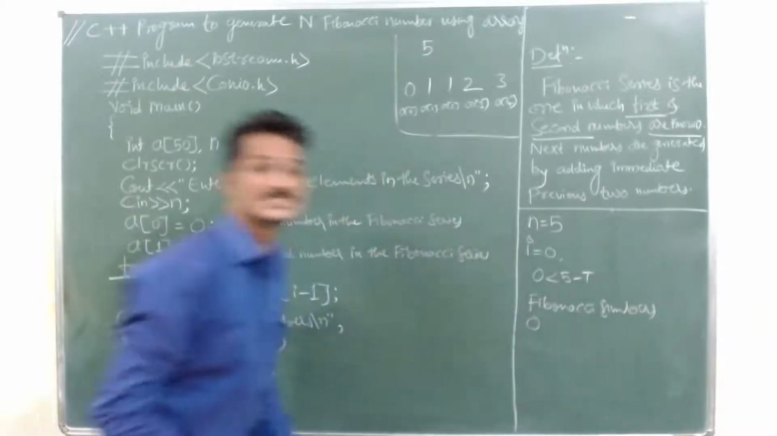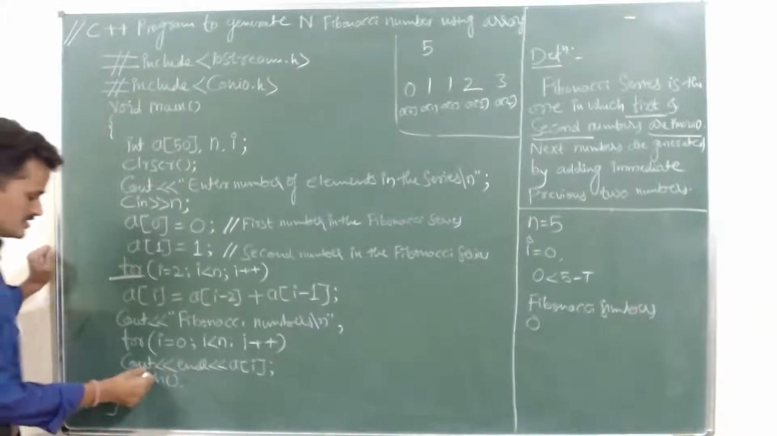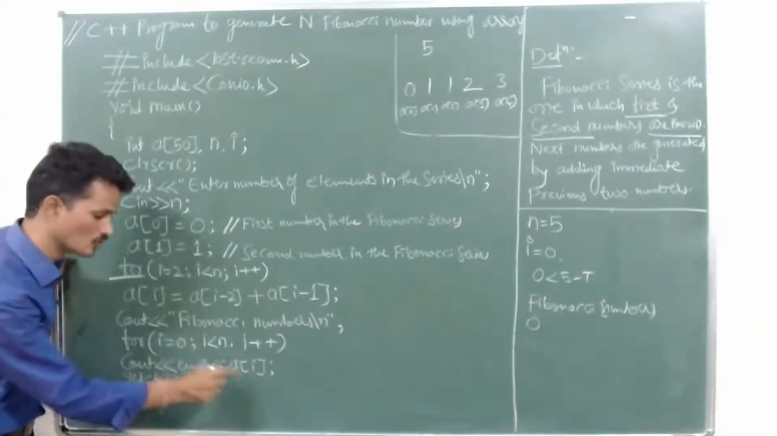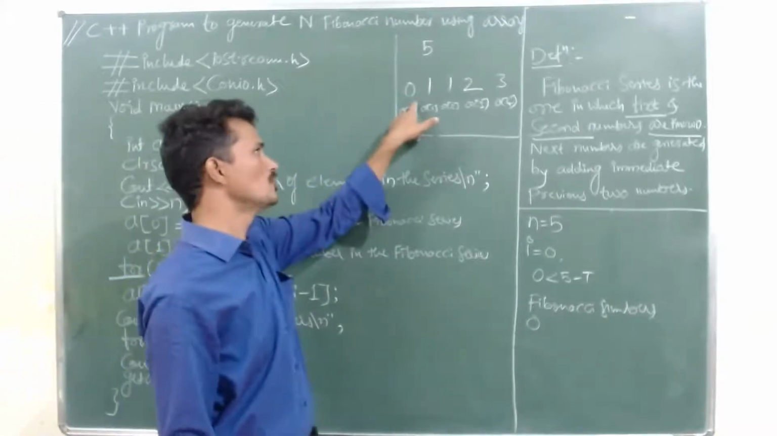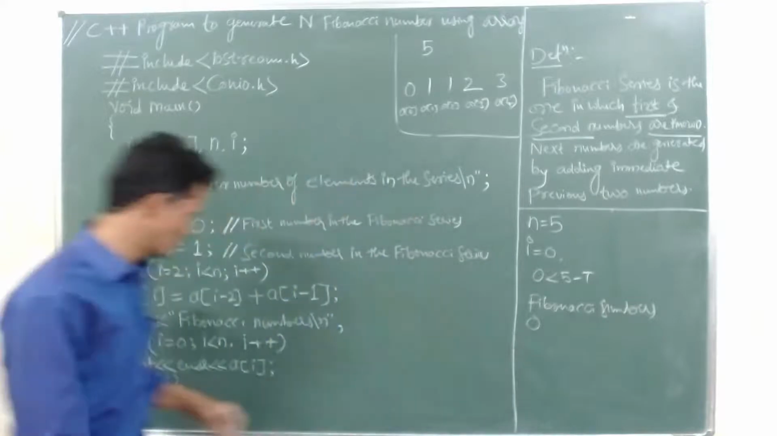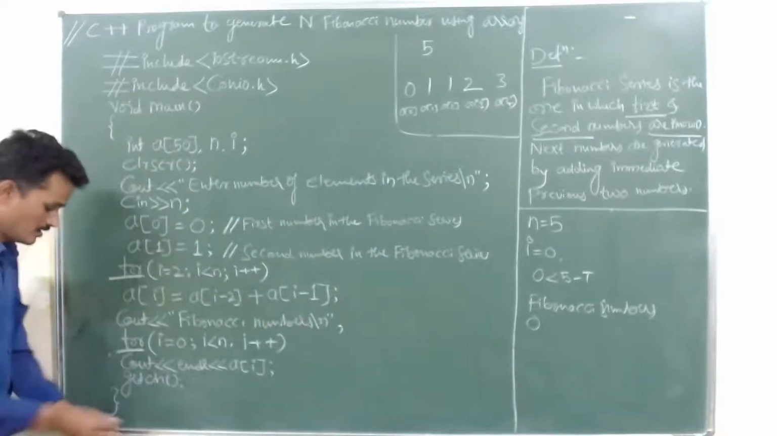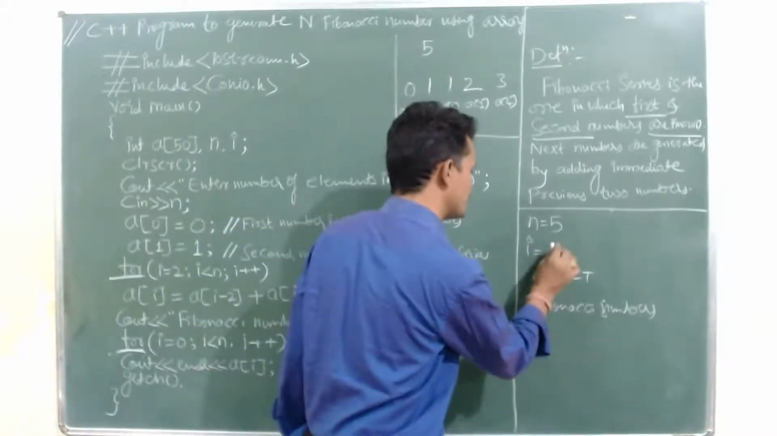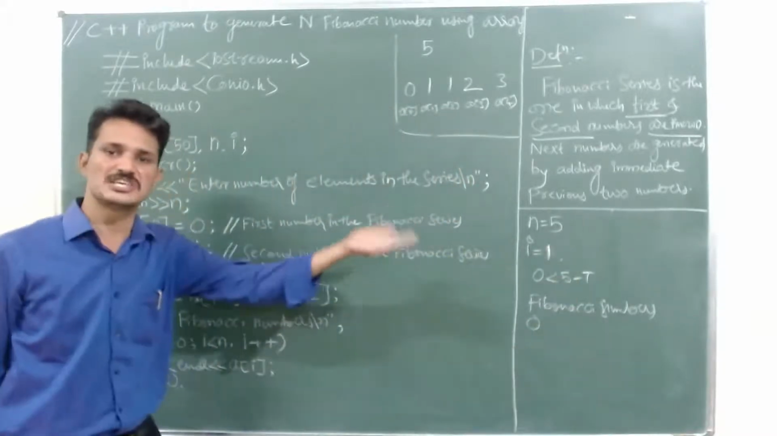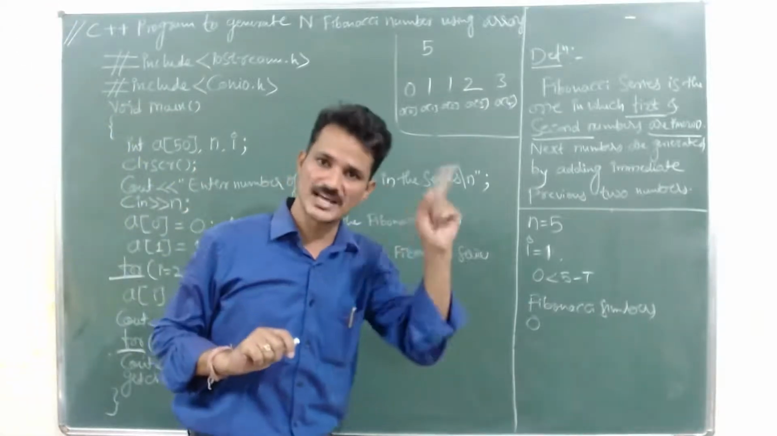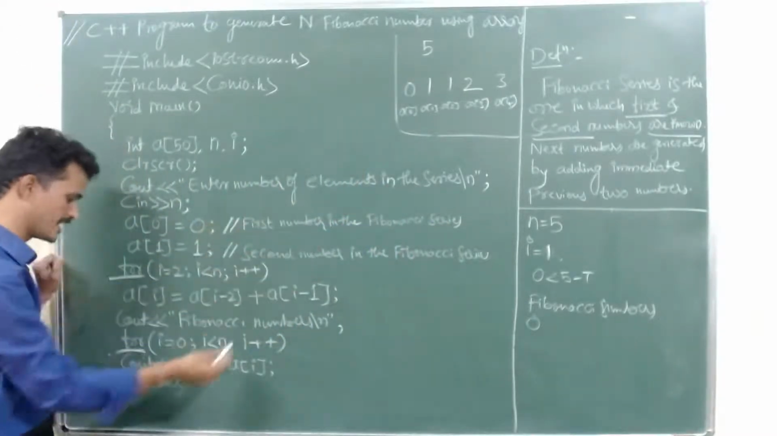I am going to print the value as 0 for first. cout, stream insertion, endl, stream insertion, a of i. What is the value of i? 0. What exactly is stored in a of 0? 0 itself. So I am going to print the value as 0. Again it goes to the for loop and i gets increased by plus 1. This time i becomes now 1. Last time 0, this time 1. Every time i increases by plus 1 because of the post increment operator.